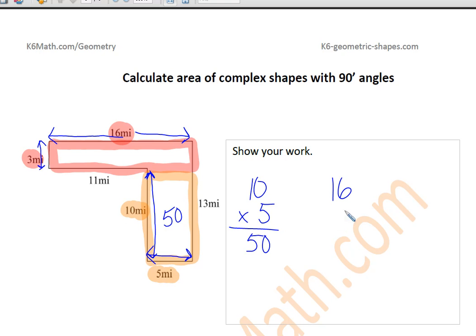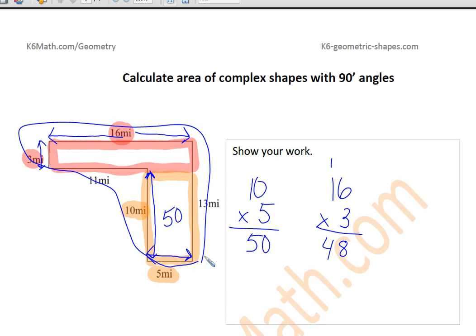So 16 times 3, well, 6 times 3 is 18. I put my 8, I carry my 1, and 3 times 1 is 3, plus 1 more is 4. So 48. Now, how do I get the area of the entire shape? Well, I add these two together. 50 plus 48 equals 98 square miles. Okay? So again, that's how you do it. You have to break this down into two separate shapes.